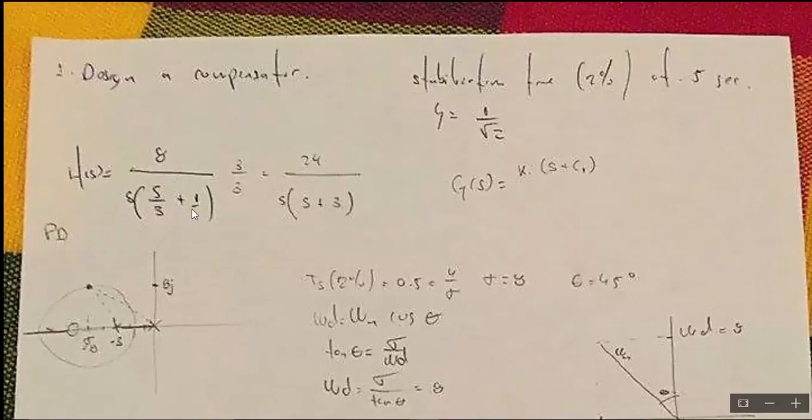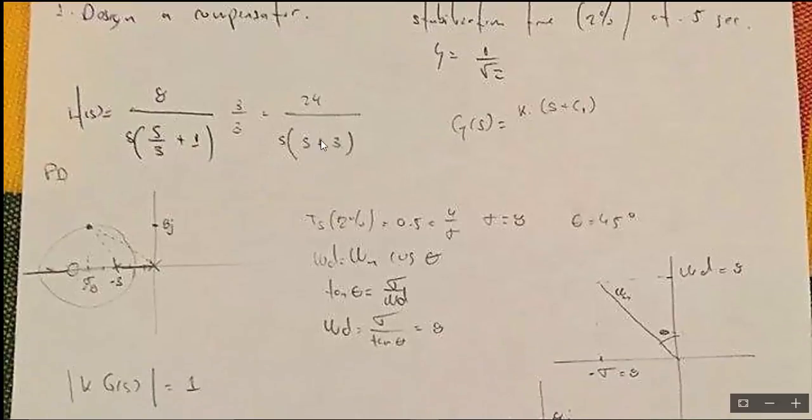This is our transfer function. We just multiply by 3 in the numerator and the denominator just to simplify the transfer function. So this is the transfer function that we're going to use in this example.